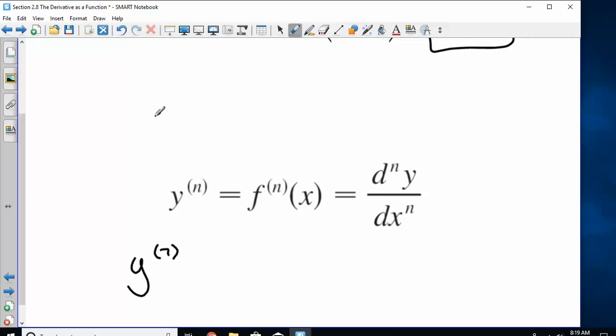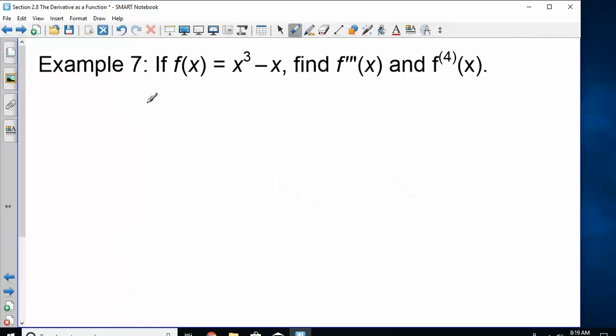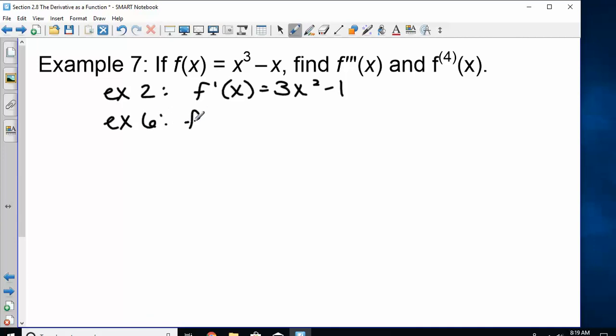Okay. So let's go back to that function that we were doing. Example 6, we did the second derivative. So we know in example 2, we found f prime to be 3x squared minus 1. In example 6, we got the second derivative to be 6x. Let's do the third derivative.